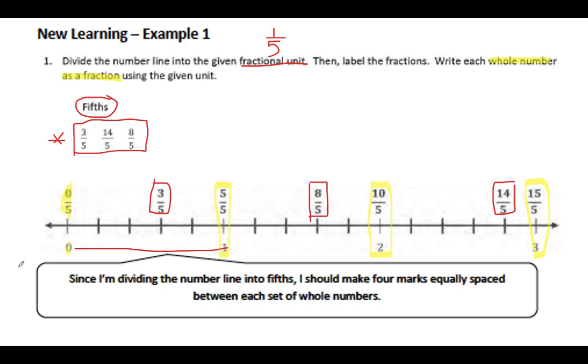So this is what those directions told us to do. We cut it into fifths. We labeled our fractions that they wanted, and then we labeled our equivalent whole number fractions.